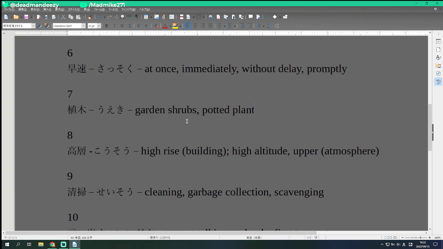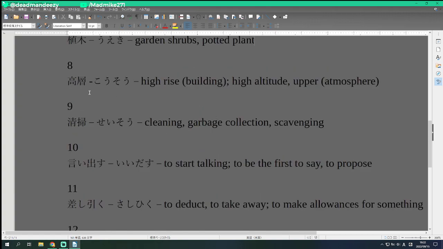Number eight is kōsō. Kō on the left side for high, and sō on the right side. This is stratum or class, or social class, kind of a layer, if you will. So kōsō is the higher layers of the air, a high-rise building with lots of layers, or high altitude and upper atmosphere. Kōsō is a high layered thing, like a high-rise building.